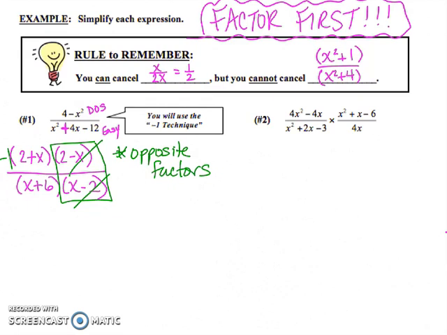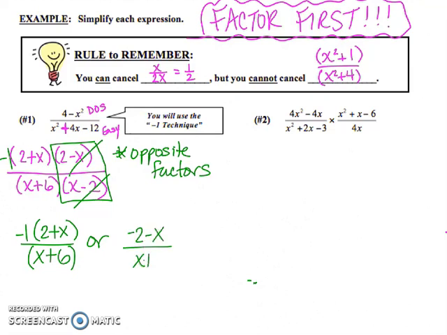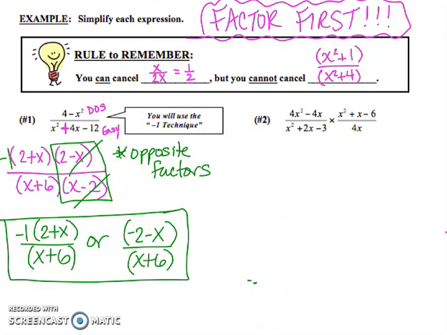You can put it upstairs, you can put it downstairs, it doesn't matter as long as you put it somewhere in the expression. So I could leave my answer as -1 and then 2 plus x over x plus 6. That's one way that I could write my answer. That's awesome. Or if you wanted to distribute the -1, you could. You don't need to, but you could. So you could write -2 minus x over x plus 6, right? Either way, that would be a correct answer.